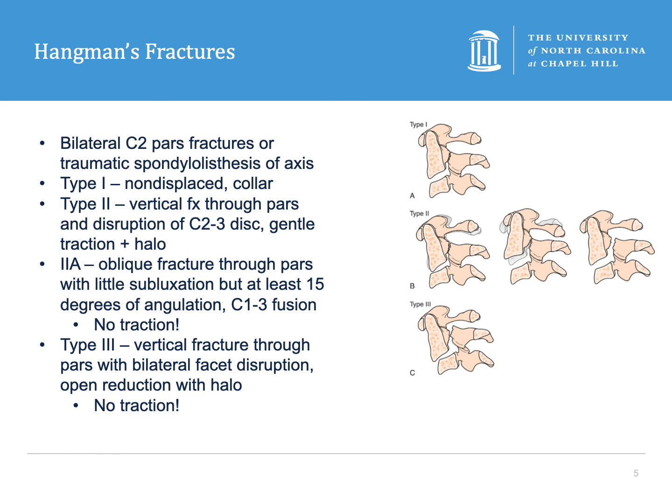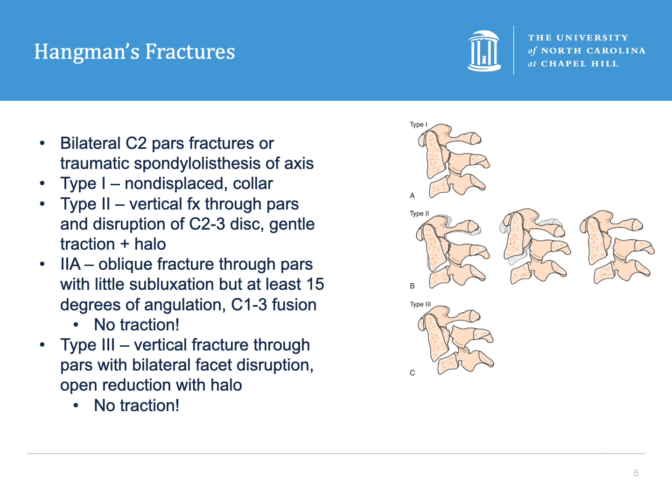All right, so let's talk about Hangman's fractures. Hangman's fractures are bilateral C2 pars fractures, or traumatic spondylolisthesis of the axis is another way to describe it. There are several types. Type 1 is non-displaced and can usually be treated with a collar. Type 2, it's a vertical fracture through the pars, and there's disruption of the C2 to 3 disc. If there's less than 5 millimeters of subluxation and the angle is less than 10 degrees, you can treat with gentle traction followed by a halo.